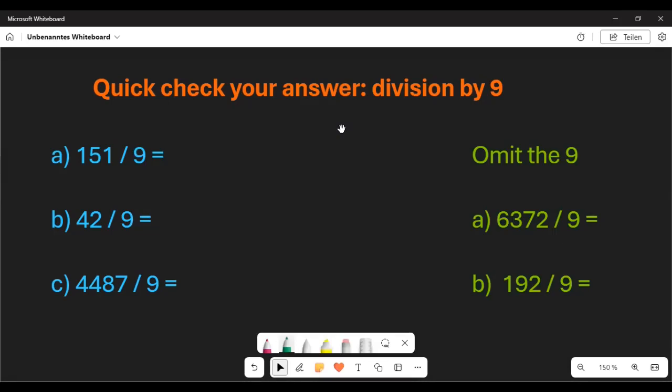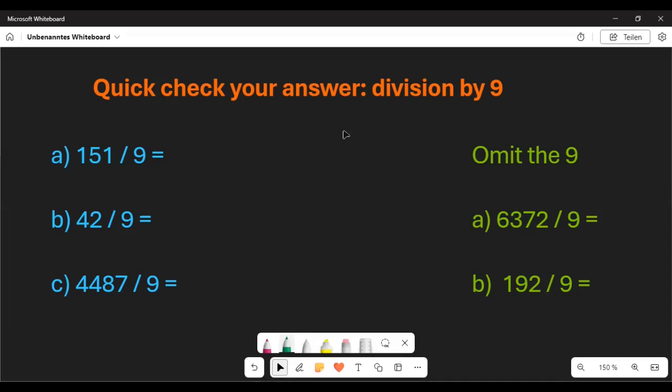Today we want to look at how to quickly check your answer, especially if the number is divided by 9. 9 has very special properties that, if you know them, will make your work easier. Did you know that whenever a number is divided by 9, the remainder is equal to the sum of the digits? We're going to look at a few questions and see how that plays out.